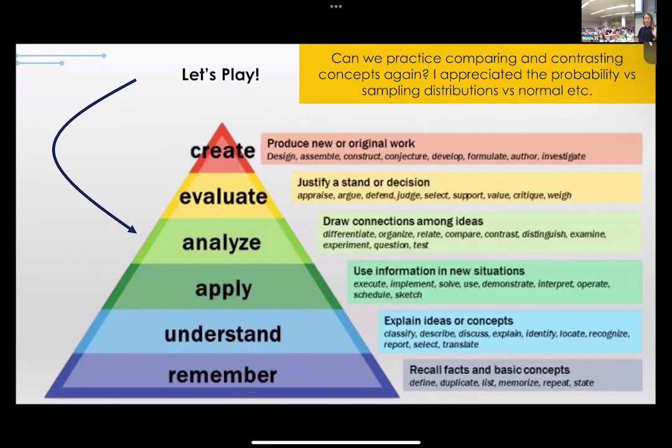This is fun for you. We're not doing this in class. This is a study fun tool for you. Someone was like, can we practice comparing and contrasting concepts again? I appreciate the probability.